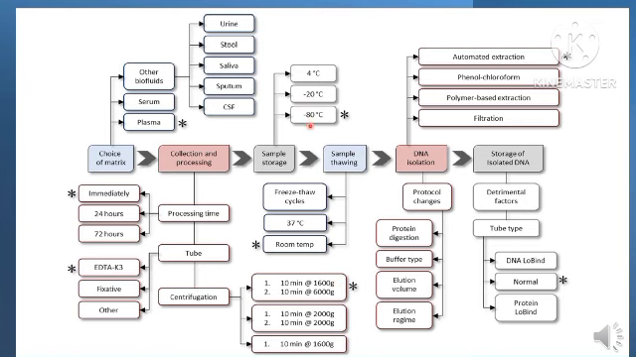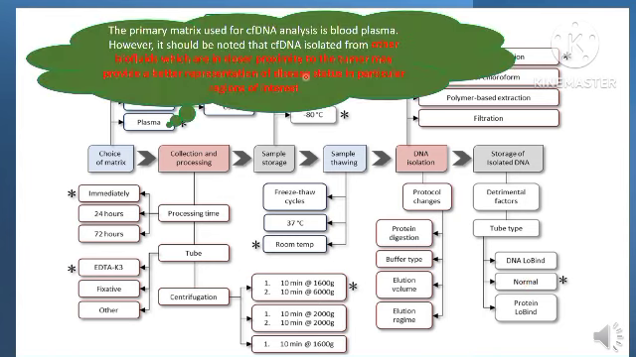Then plasma should be stored at -80 degrees. Avoid freeze-thaw cycles. If you want to thaw it, do so at room temperature. Follow automated extraction protocol whenever possible, and store your isolated DNA in a normal tube. One more thing is that the primary matrix used for cell-free DNA analysis is blood plasma, according to recommendation.